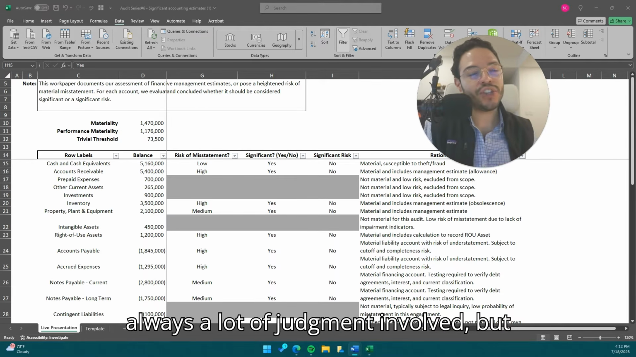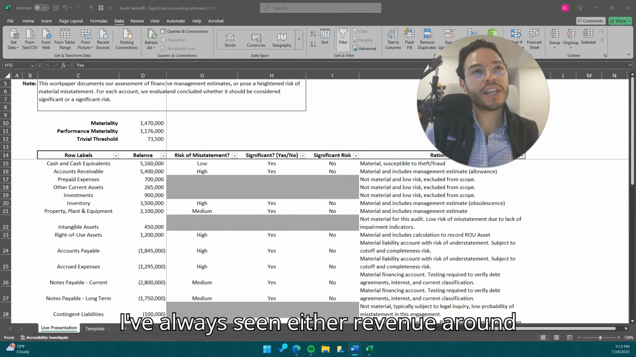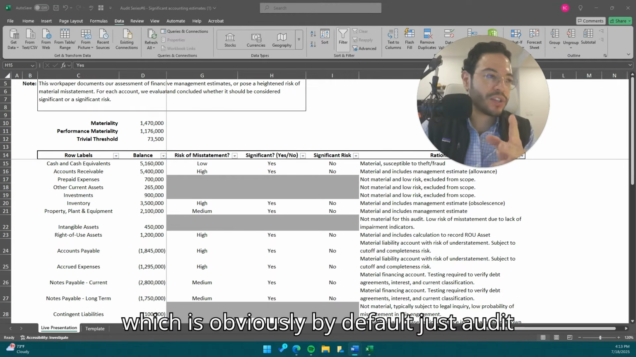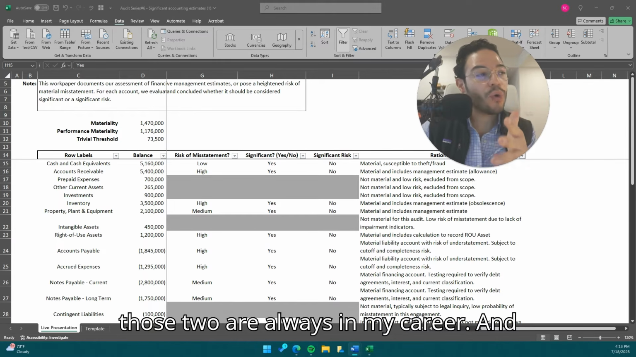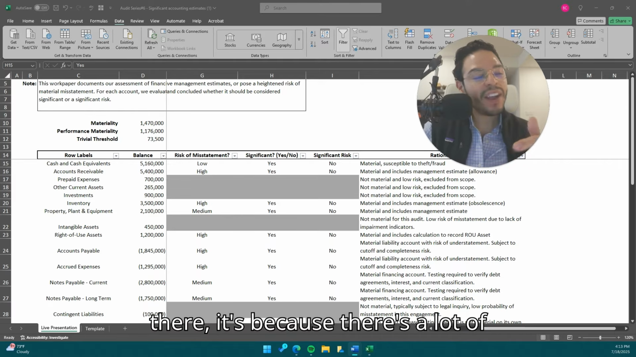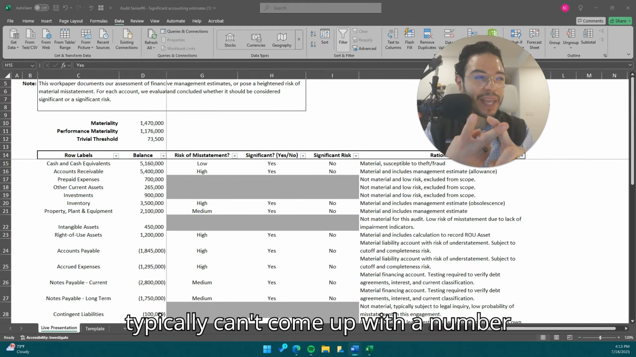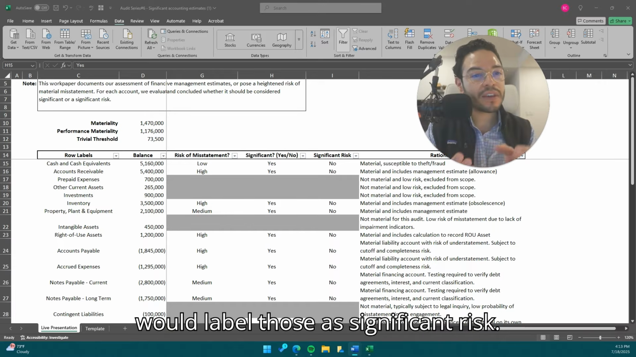And I think there's always a lot of judgment involved, but typically in my career, I've always seen either revenue around cutoff be a significant risk, and certain management override controls, which is obviously by default just audit standards. You would have to consider those two are always in my career. And typically, if we add another one in there, it's because there's a lot of complexity involved. There's someone we need to involve a specialist. We typically can't come up with the number ourselves, so that's why typically we would label those as significant risk.